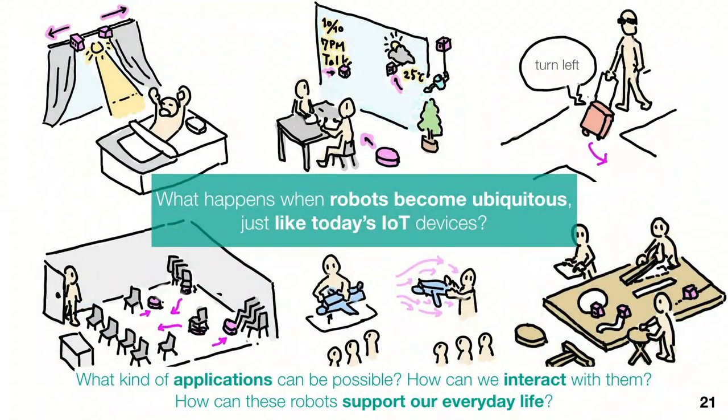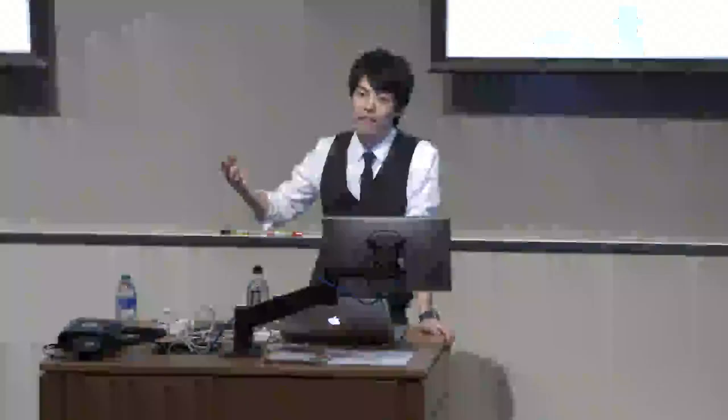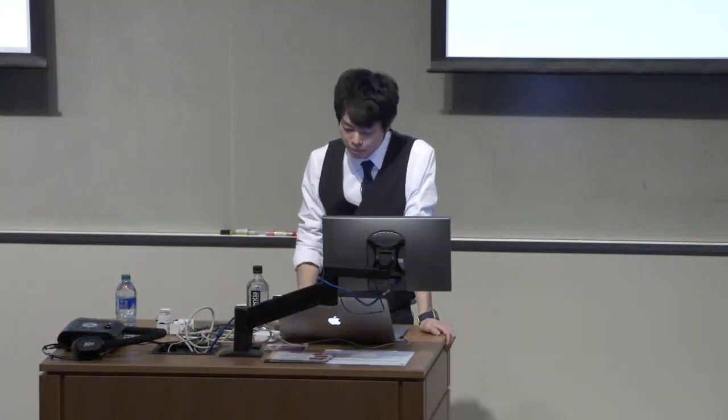Then the question is how we can interact with these robots and what kind of applications are possible. For example, imagine a future where robots are almost equivalent to today's IoT devices, and we are living in an environment where hundreds of robots commonly support our everyday life. Then the question is how we can interact with them and how these robots can support our life.